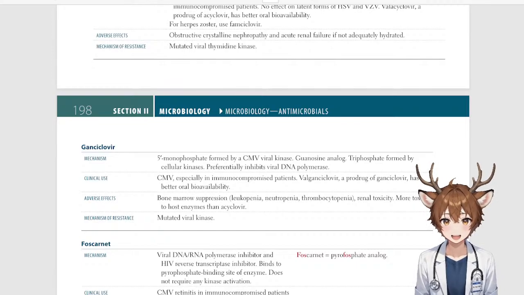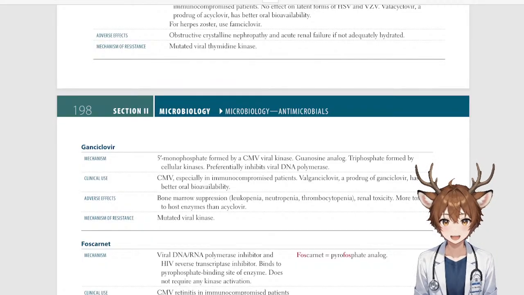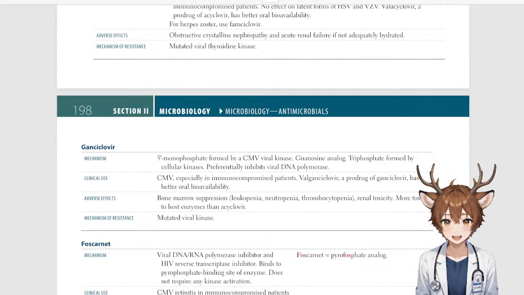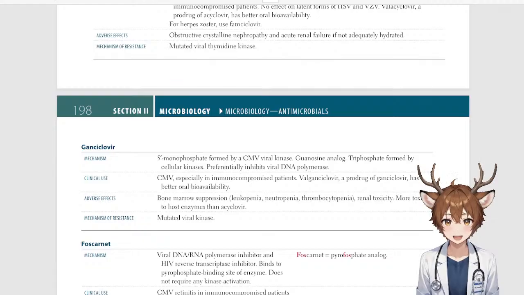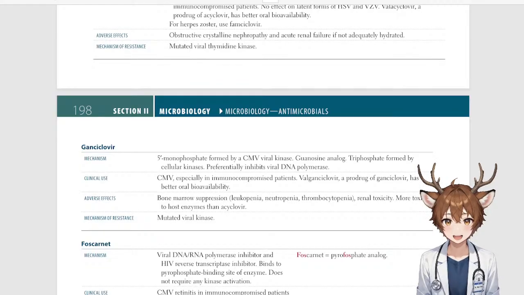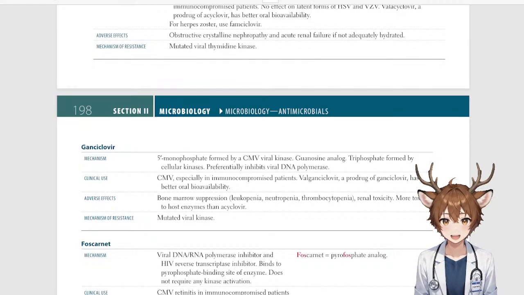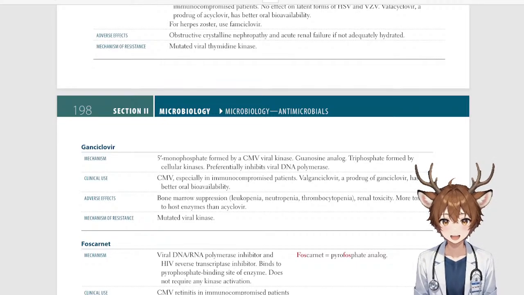Ganciclovir mechanism: guanosine analog, 5' monophosphate formed by the CMV viral kinase. Triphosphate formed by cellular kinases preferentially inhibits the viral DNA polymerase. The clinical use: CMV, especially in patients who are immunocompromised. Valganciclovir is a prodrug of ganciclovir, which has better bioavailability. Adverse effects: myelosuppression, leukopenia, neutropenia, thrombocytopenia, renal toxicity, more toxic to host enzymes than acyclovir. Mechanism of resistance: mutated viral kinase.